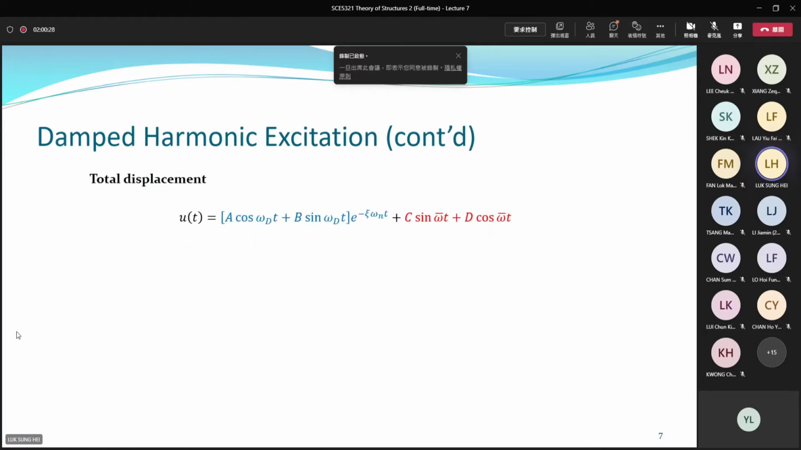Total displacement is equal to the homogeneous solution, UH, plus the particular solution, UP. This is the general solution for a single degree of freedom system under harmonic excitations. It's quite complicated, right? There are 4 coefficients, A, B, C, D. Some depend on the damped frequency, some depend on the loading frequency.